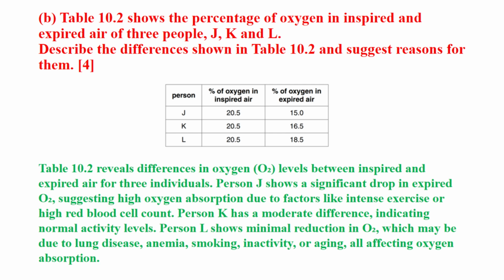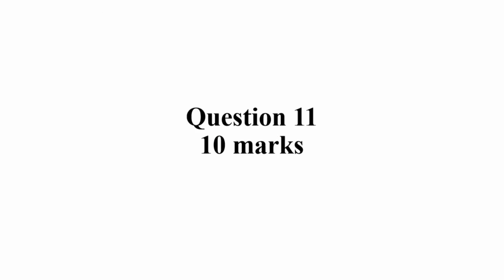Person L has minimal reduction in oxygen, which might suggest conditions like lung disease, anemia, smoking, or other factors affecting their oxygen absorption. Now moving on to question 11 that carries 10 marks.